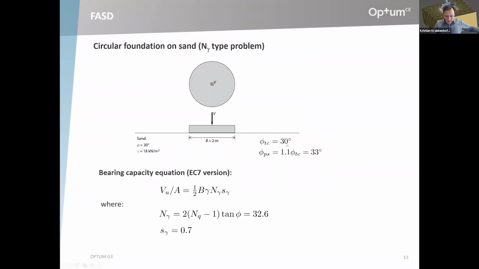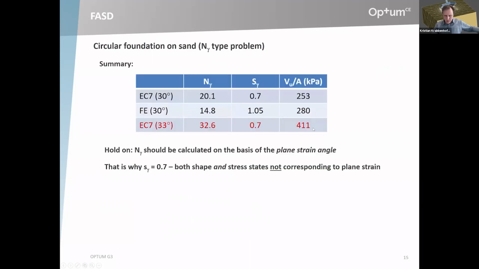So let's say that the 30 degrees was the triaxial angle. And then what is the plane strain angle? Well, Jan and I had drilled into our heads as students, I was going to say a long time ago, let's say some time ago, that the way you get the plane strain angle is you multiply the triaxial angle by 1.1. You then get 33 degrees, and that's the angle you should be using when calculating N gamma. So that gives a somewhat different bearing pressure, 411 now, which is quite a bit above what we had before.